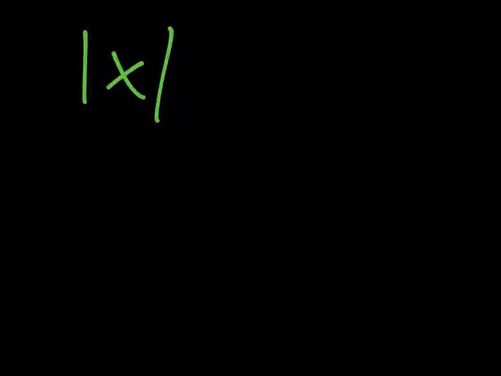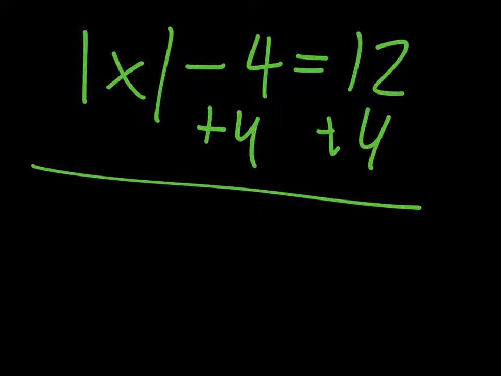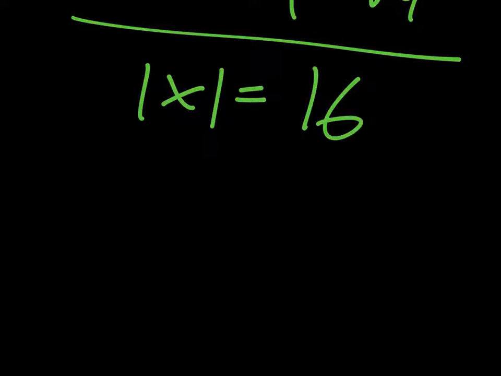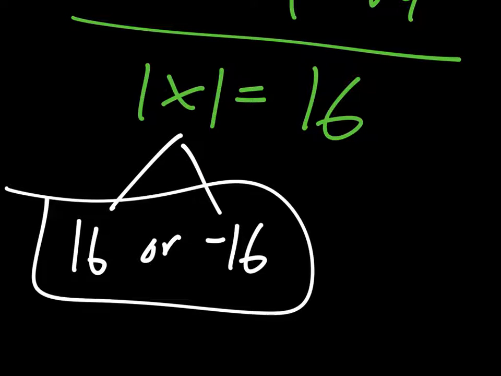Let's do another one. If we have the absolute value of x minus 4 equals 12, add 4 to both sides. The absolute value of x is equal to 16. Now, once again, we don't know if it's going to be positive 16 or negative 16 that was originally in the x. So what we're going to do is just put both, 16 or negative 16. And these are our final answers.